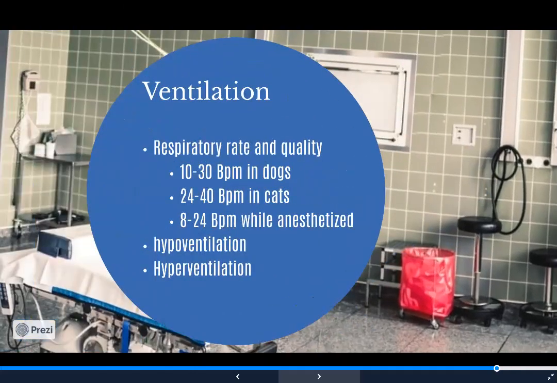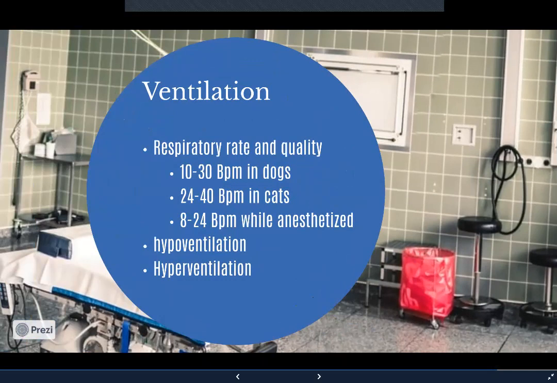All right, so ventilation. Our respiratory rate in animals, I gave a broad range because everyone's is a little bit different. When patients are awake, our animals are breathing somewhere between 10 to 30 breaths a minute in dogs, and cats 24 to 40 breaths per minute. But when they're anesthetized, it's somewhere between 8 to 24 breaths. While they're anesthetized, usually it's pretty low, right? So we have to keep that in mind.